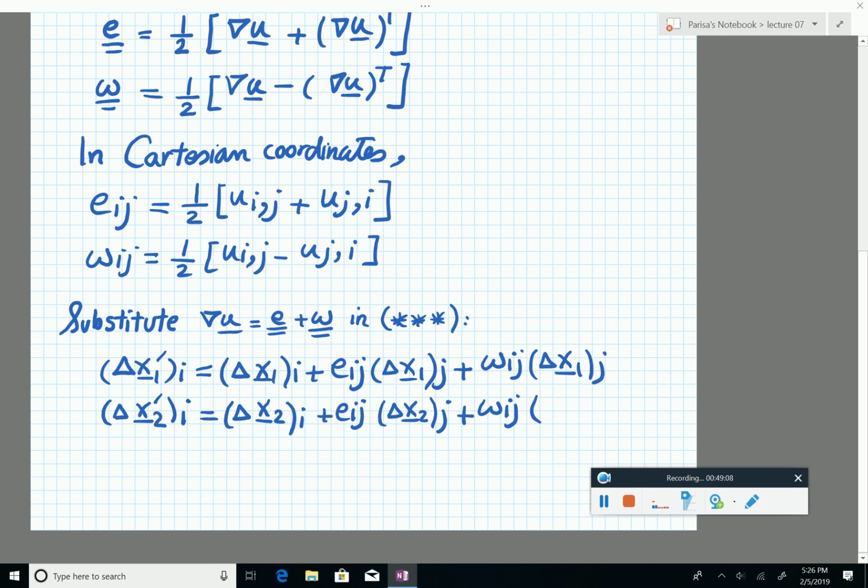So those are then tensors. Yes. So the i is the i component of the vector, and delta x1 and delta x2 are the vectors, remember, along direction 1 and 2. I'll go back and show you the figure. It is helpful to look at the figure from time to time.